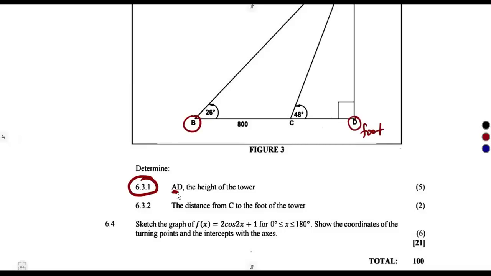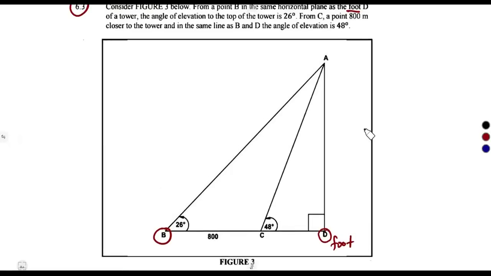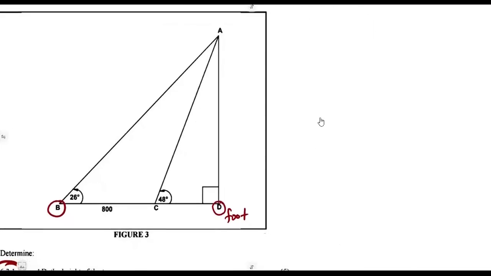6.3.1. Determine AD, the height of the tower. AD, this one, the height of the tower. How can we determine AD? So guys, we have to figure it out according to the information. We just have this 800 only. That's the only side that we have.